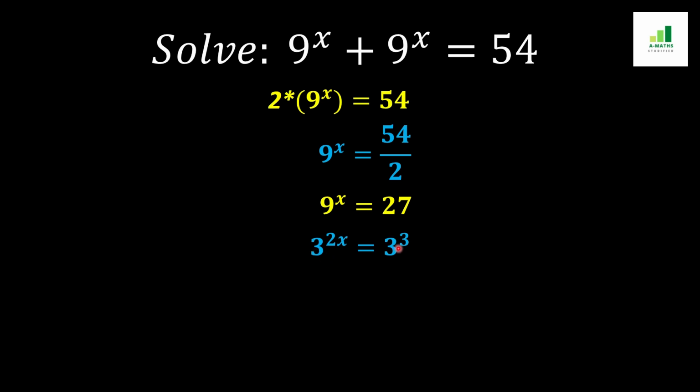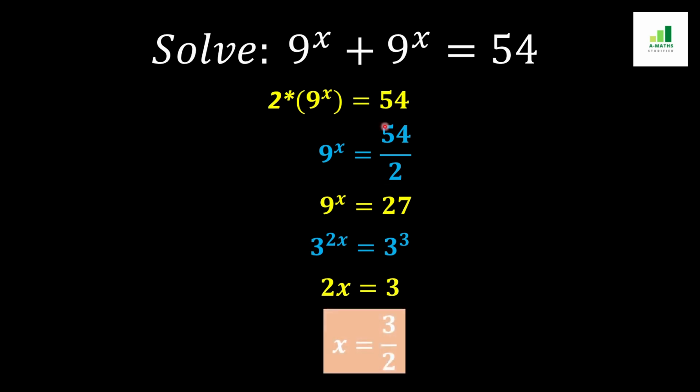So we will apply the same rule, and after applying this rule we get 2x = 3. Now this 2 will move to the other side of the equation and divide the 3, and we will get the value for x, which is 3/2. This is the value for x, 3/2, and here we get the value of x for this equation.